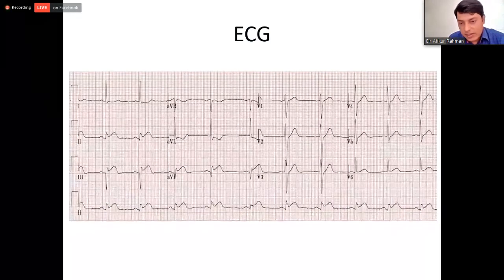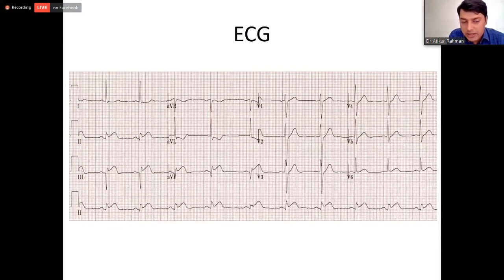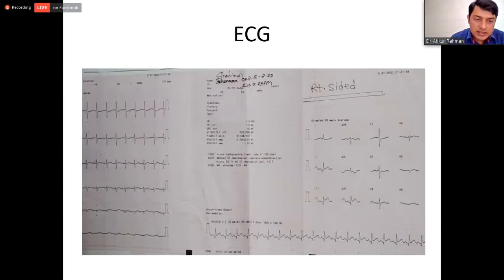This was her first ECG, showing ST elevation in leads 2, 3 and aVF with pathological Q in lead 3 and aVF, with ST elevation in lead 2 less than lead 3, and ST depression in lead aVL. Heart rate here is 60 beats per minute and regular. This is a right-sided ECG done a bit later, and there is no ST elevation in V4R and the T wave is upright.